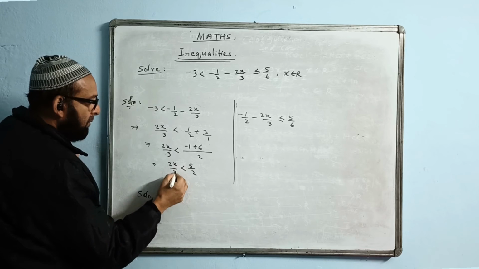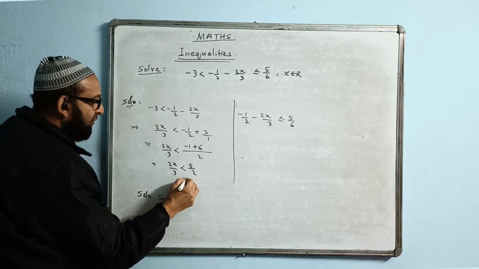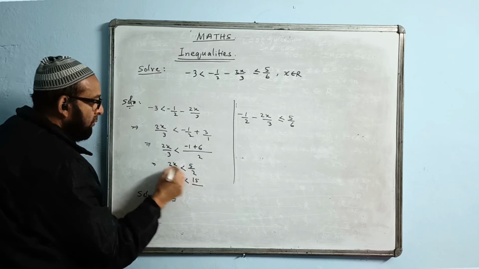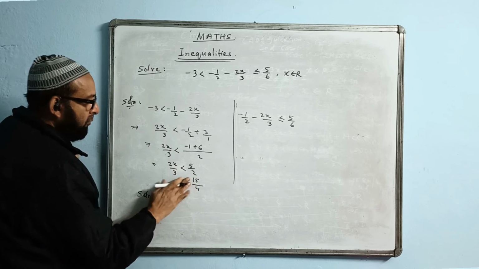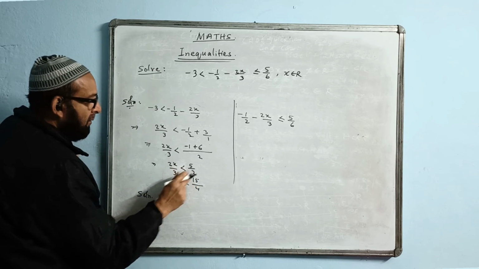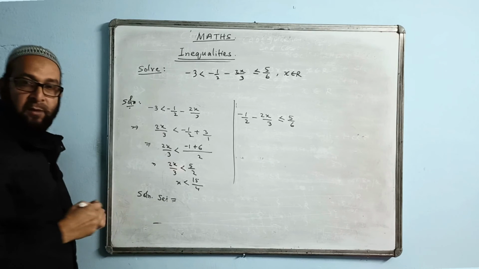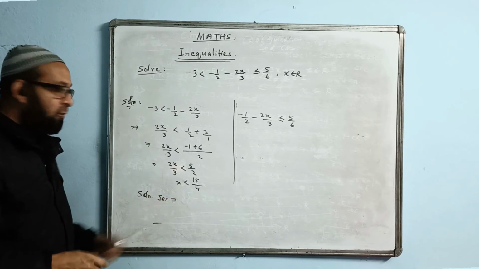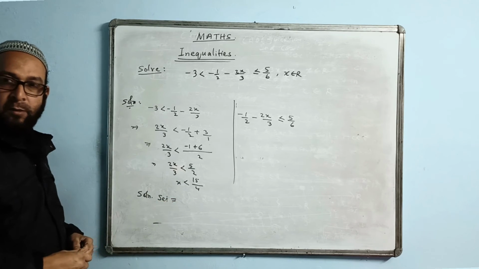Now x value will become like this, cross multiply. 3 5s are 15, 2 2s are 4. 15 by 4. The value of x is less than 15 by 4. Okay.